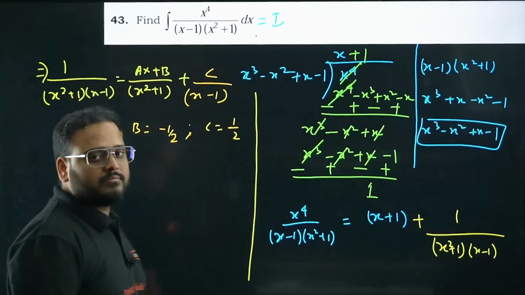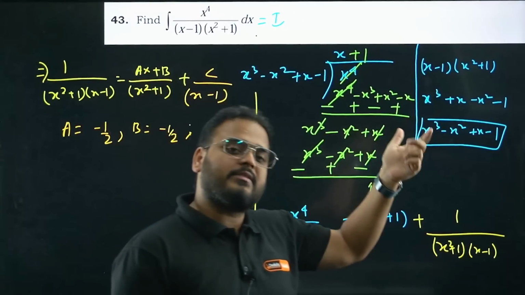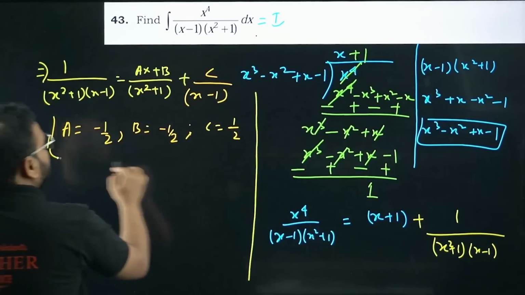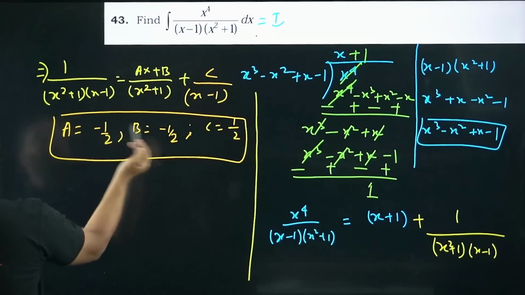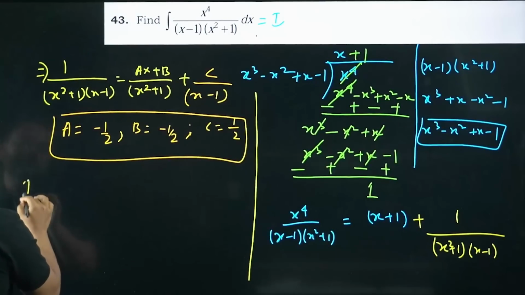How do you solve it? You take the LCM, then put different values of x and find the values of a, b, c. You get minus 1 by 2, minus 1 by 2 and 1 by 2. After this, what is going to be the question? Integration I will become very simple.